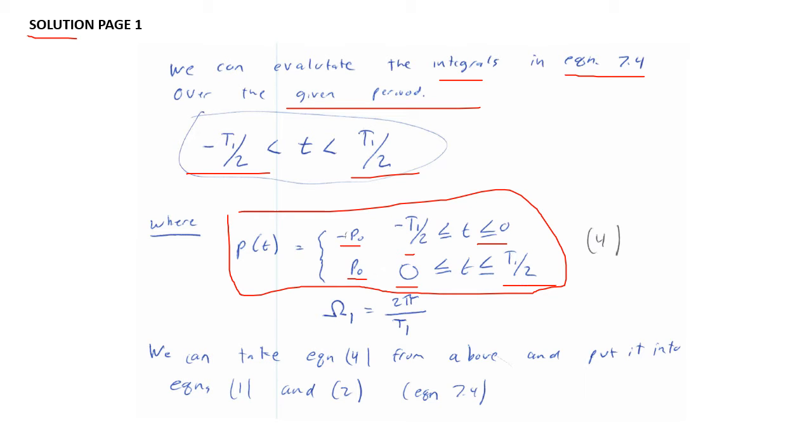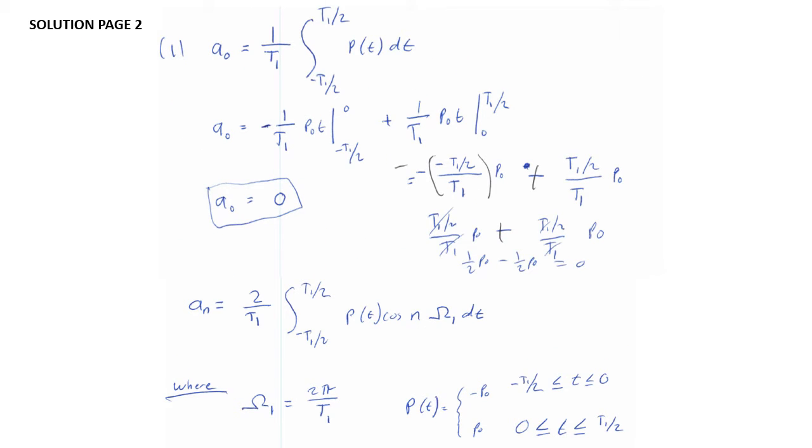We can confirm that. And we also now have this expression here that we showed in the previous slide, that omega 1 is equal to 2 pi over t1. So now we can take this equation 4 here and put it back into equations 1 and 2, which came from that equation 7.4 in our textbook.